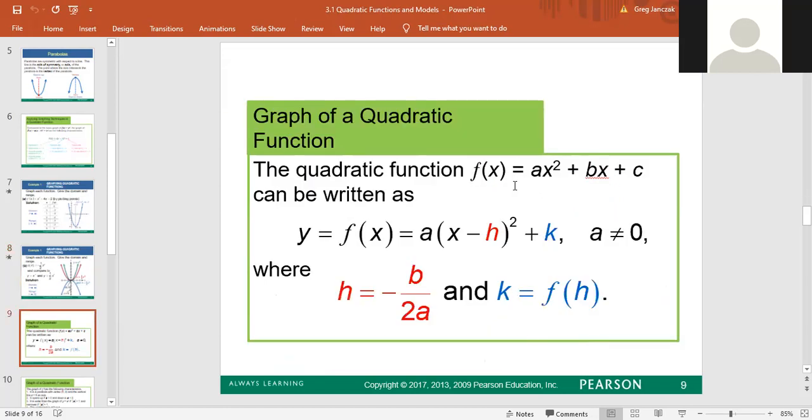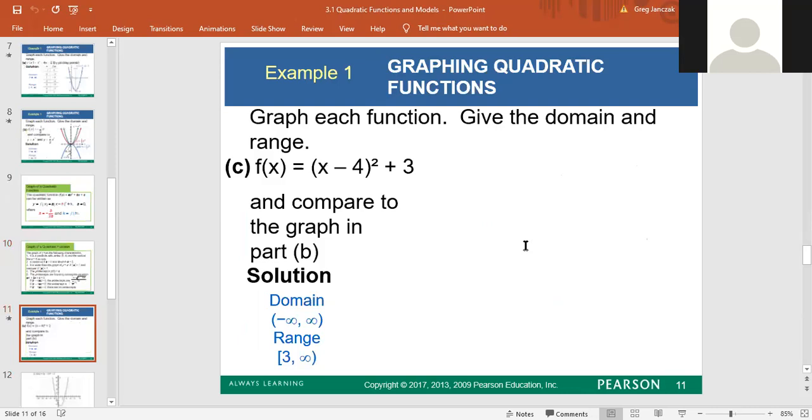Okay, so the first one, where we have f of x equal to ax squared plus bx plus c, that's known as the general equation. Here where we have a(x minus h) squared plus k, that's standard form. Okay, so that's all we need to know there.